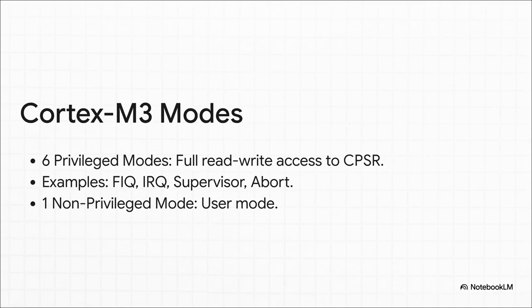The Cortex-M3 manages security through 7 distinct processor modes. Notice the key difference here. 6 of these are privileged modes, like supervisor, system, and various interrupt modes. These privileged modes give you full read-write access to the main control register, the CPSR. But there is only one non-privileged mode, which is the user mode. In user mode, your software is highly restricted and only has read access to the control field.